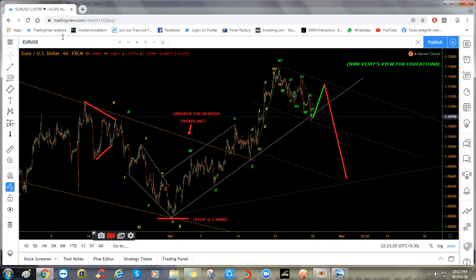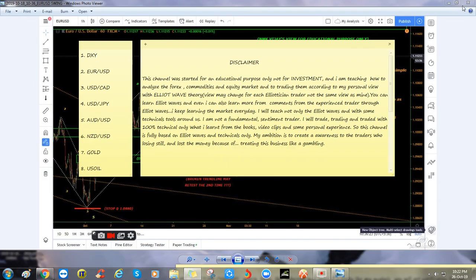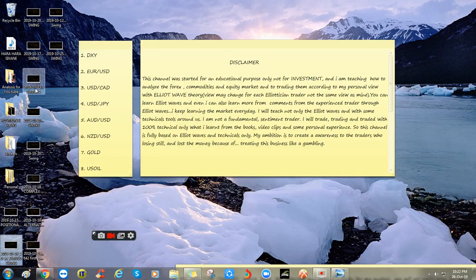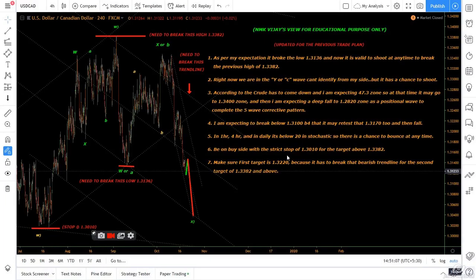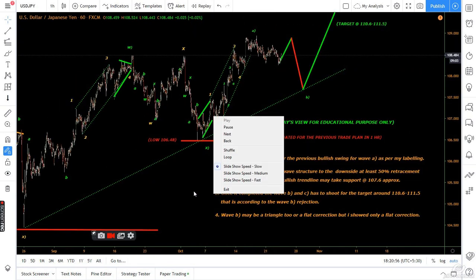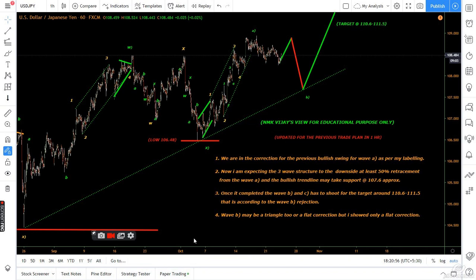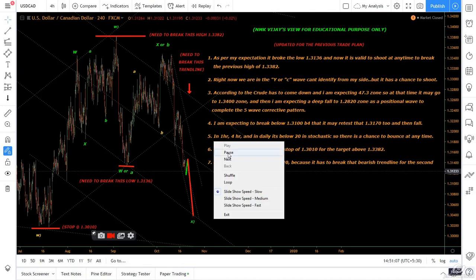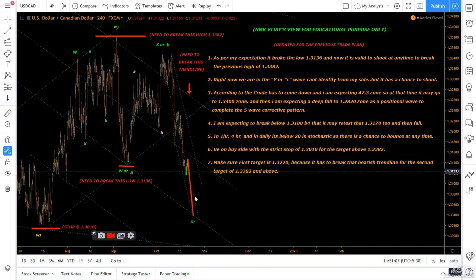Next we will finish USD CAD. For USD CAD I have already done the previous analysis. I said that whenever it broke that, it can shoot at any time, so I bought at 1.31360. So according to this plan only I am trading. I have already bought at 1.3060 and placed a stop loss of 1.3010.